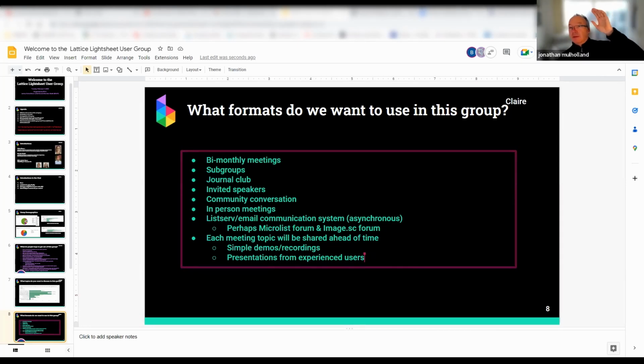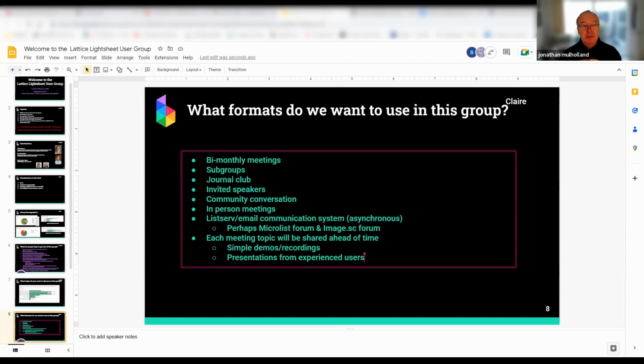Go for it, Jonathan. Go for it. Yeah, John Mulholland here. I'm at Stanford University's imaging facility in the U.S. So I think this having a single subject prepared ahead of time that we can all focus on is great.